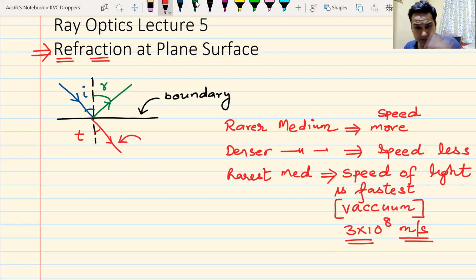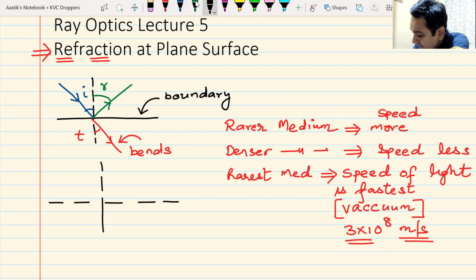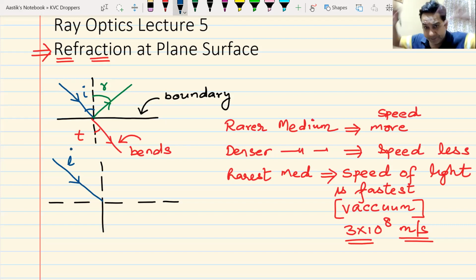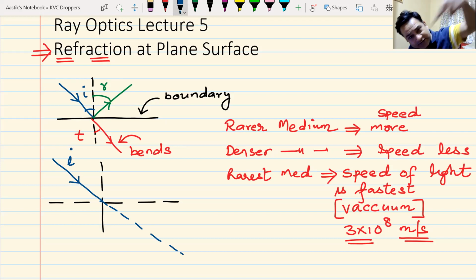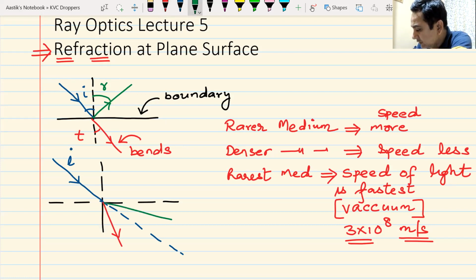Now, when light goes from one medium to the other, its speed changes. Because of this change in speed, the light bends. What do you mean by the bending of light? Let me draw a diagram showing the incident ray. If it goes straight, it just travels in a straight line and nothing happens. Now, two things can happen here. Either it goes like this, the red one, or it goes like this, the green one.